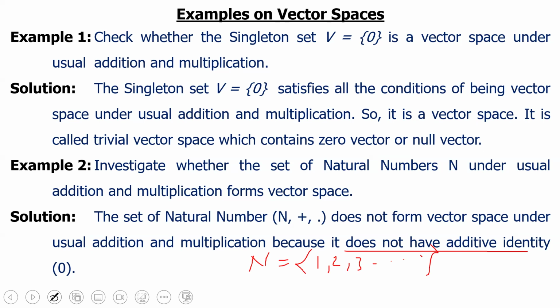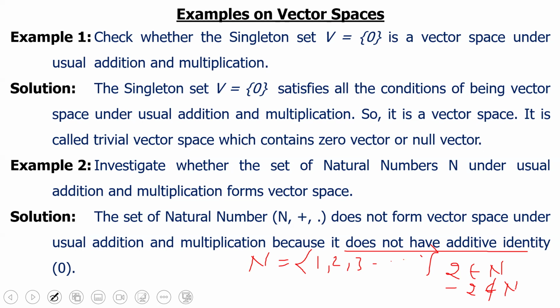Similarly, if we consider 2 as an element of N, then minus 2 is not an element of N. So each and every element of the natural numbers does not have an additive inverse. That's why the set of natural numbers under addition and multiplication does not satisfy all the properties of being a vector space. Therefore, it is not a vector space.